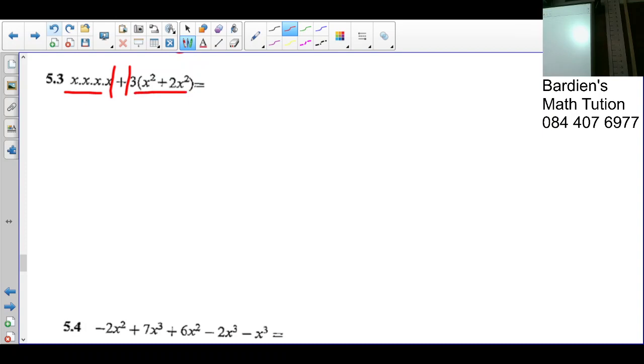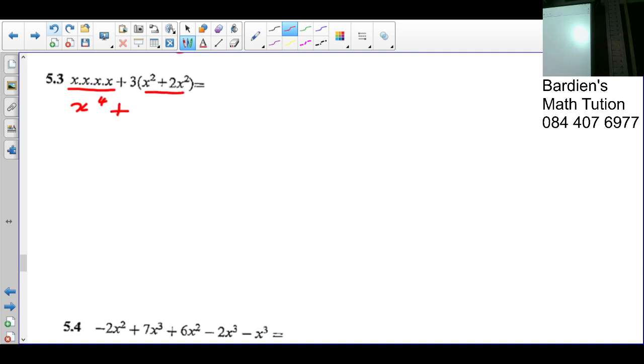Another word for two terms? Binary. So before we can add them, I need to simplify. So x times x times x times x is what? 4x. You all agree? No. X plus x plus x plus x is 4x. Okay. So it's x to the exponent 4.